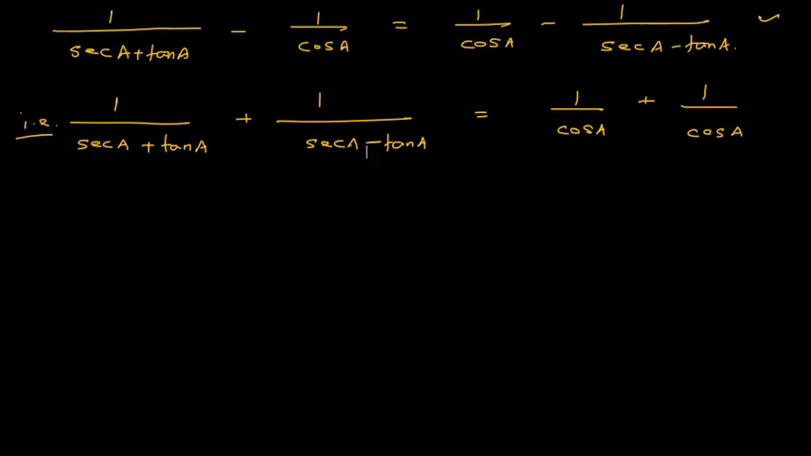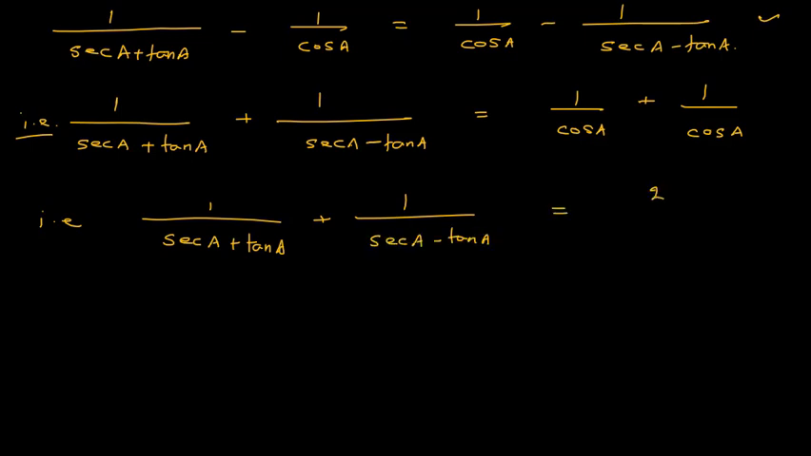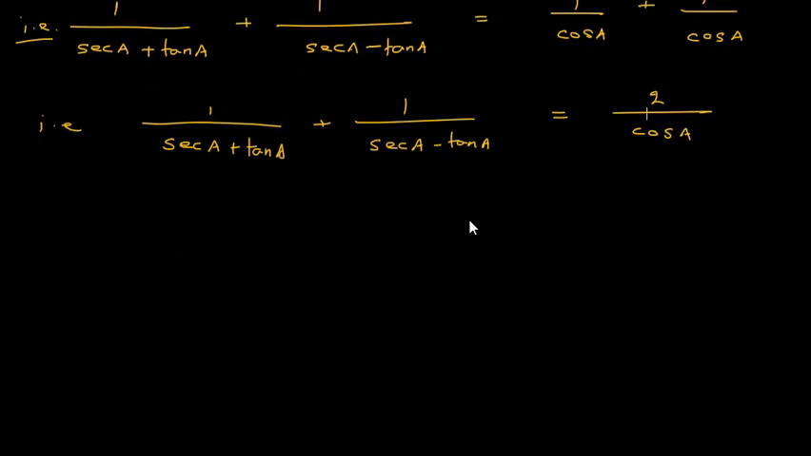So minus sign. Okay, so what you have to prove, that is we have to prove that 1 upon sec a plus tan a plus 1 upon sec a minus tan a is equals to 2 upon cos a. This you have to prove. Okay, so here we will start with LHS. Left hand side is equal to 1 upon sec a plus tan a plus here it is 1 upon sec a minus tan a.